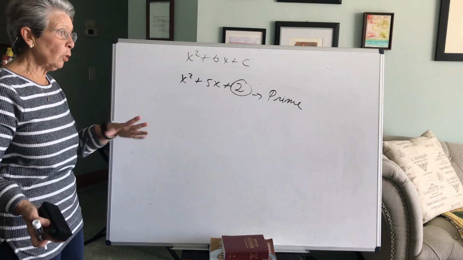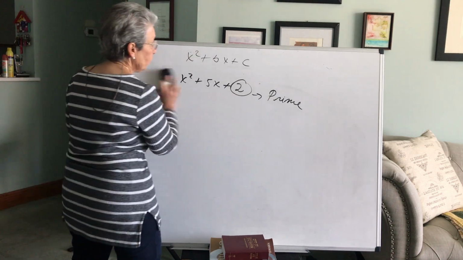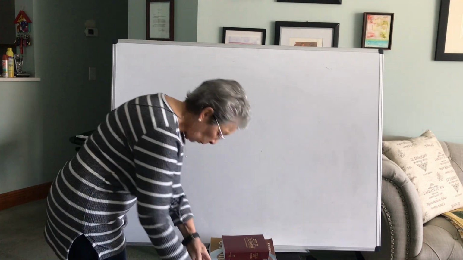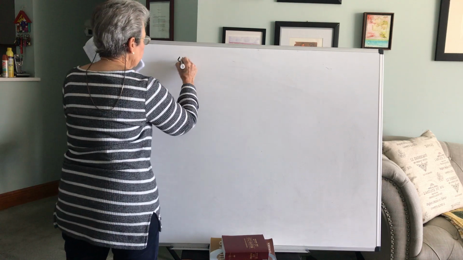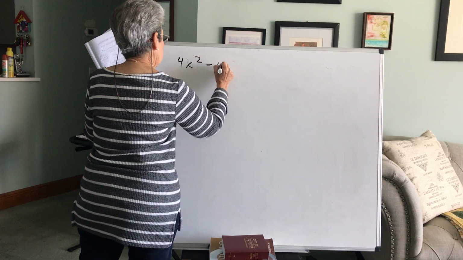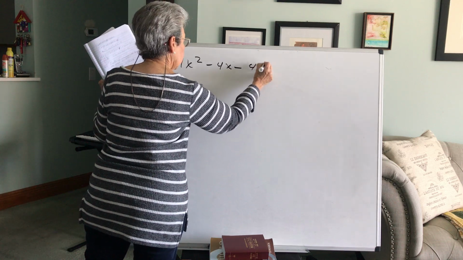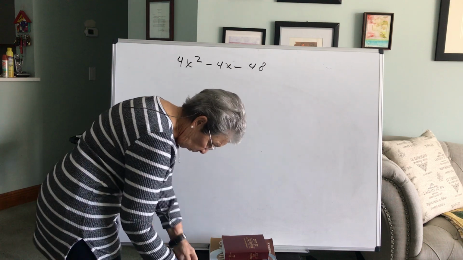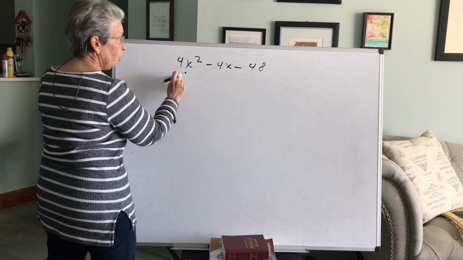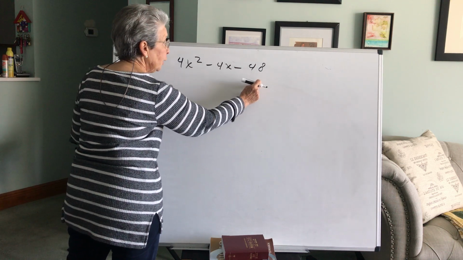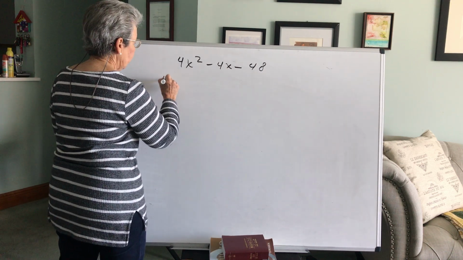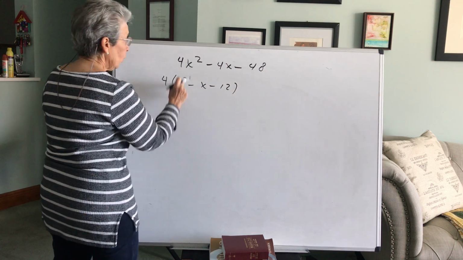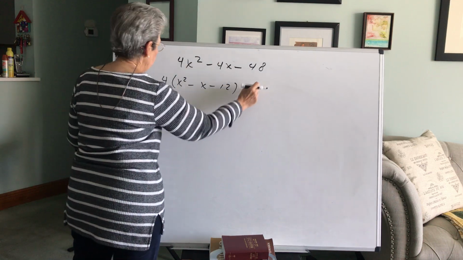Sometimes you have to apply first greatest common factor and then the other kind of factorization. Factorize. Okay, look, 48, you have 4 here, but 48 is 4 times 12. 4 is the greatest common factor. And what is left? X minus 12. 4 times 1 is 4, 4 times 1 is 4, and 4 times 12 is 48.